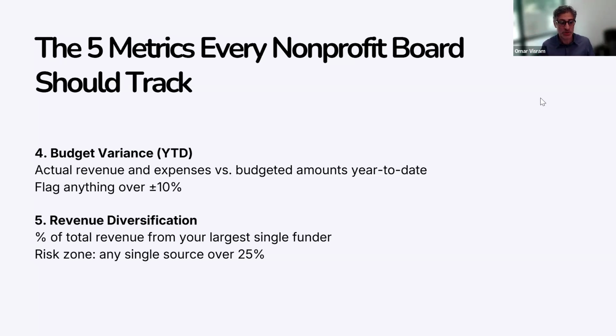And then 5th is revenue diversification. So how your revenue is broken up. We often see this in pie chart format. Maybe there's a goal you're working towards in order to diversify revenue. But what is that risk? Basically, is all of your funding coming from one place? How is that picture evolving?